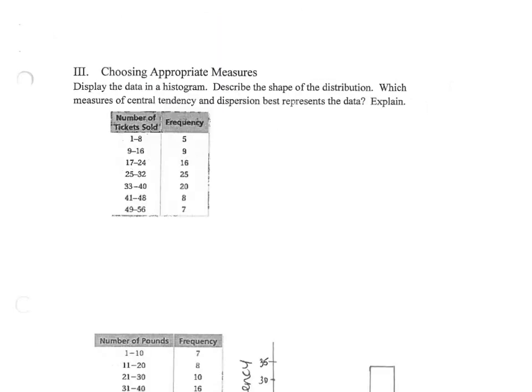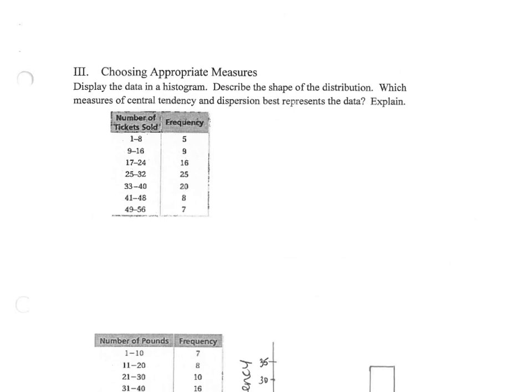So this next piece says, display the data in a histogram. Describe the shape of the distribution. Which measure of central tendency and dispersion best represents the data? When you start to create your histogram, this one here already has your range of values set up for you and the frequency in which they occur. So number of tickets sold: between 1 and 8 tickets sold, it happened 5 times. 9 to 16, it happened 9 times, and so on and so forth.